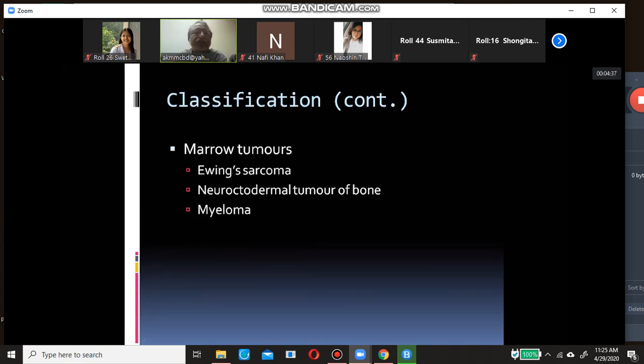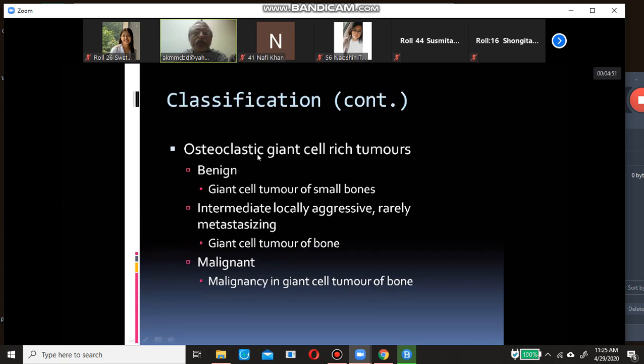Some of the tumors are derived from the marrow elements, and Ewing sarcoma is one of them, neuroectodermal tumor of bone, and myeloma. These are all malignant tumors. Another group, osteoclastic giant cell rich tumors. In general, they are intermediate group, locally aggressive, rarely metastasizing. That is the main group, the giant cell tumor of bone. It is locally aggressive, and it has a malignant variety. Sometimes we can find a truly benign giant cell tumor in the small bones. But the intermediate group, locally aggressive, rarely metastasizing, is the commonest.